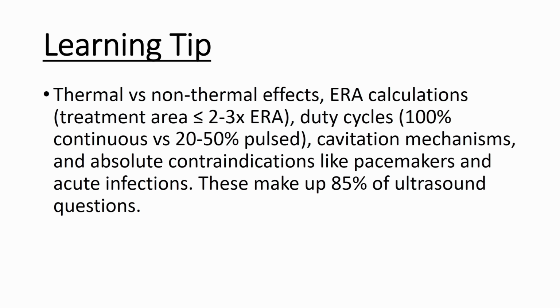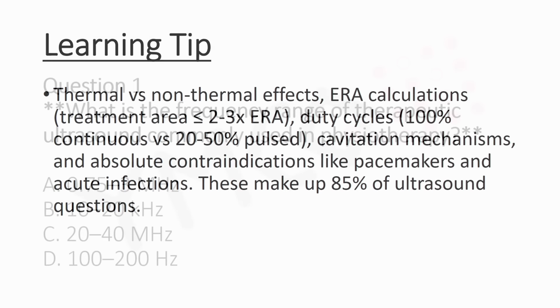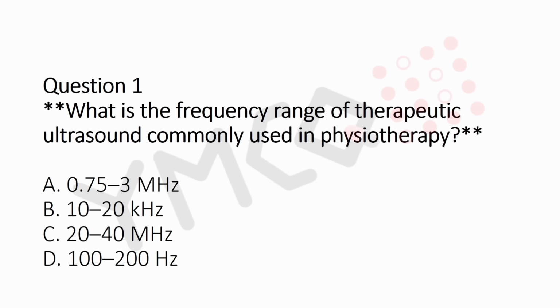So let's move to question number 1. What is the frequency range of therapeutic ultrasound commonly used in physiotherapy? Option A, 0.75 to 3 MHz. Option B, 10 to 20 kHz. Option C, 20 to 40 MHz. Option D, 100 to 200 Hz. And the answer is option A, 0.75 to 3 MHz.